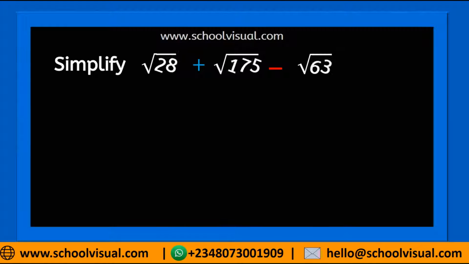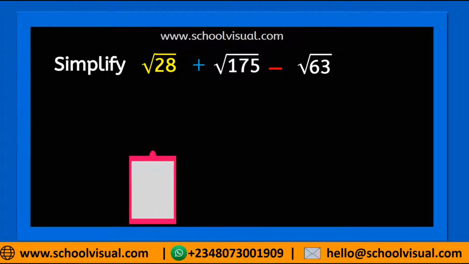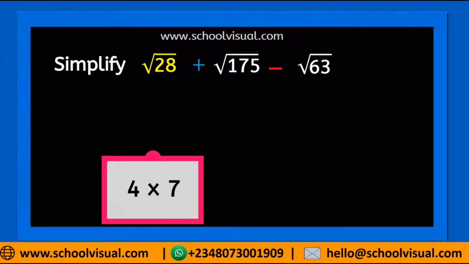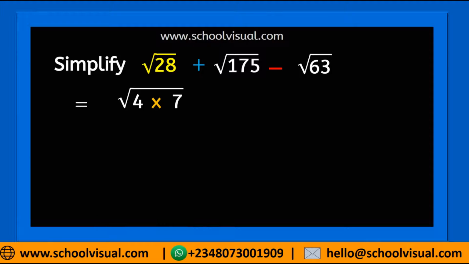To simplify surds, all we need to do is to break down the numbers. We break it down into factors. Let me show you how. This is root 28. What are the two numbers that I need to multiply, which gives 28? I know that 4 times 7 is 28, so this becomes root 4 times 7. If I multiply this, I'm going to get this.